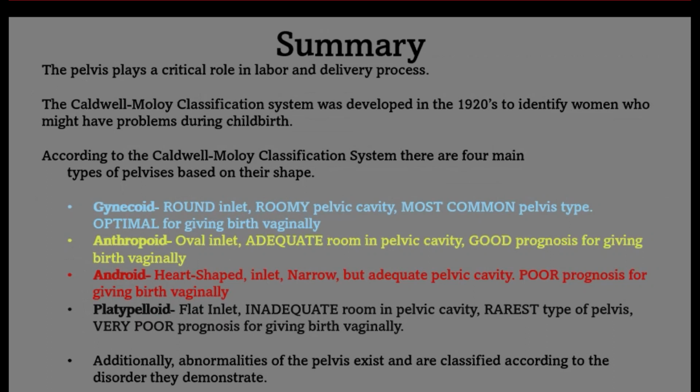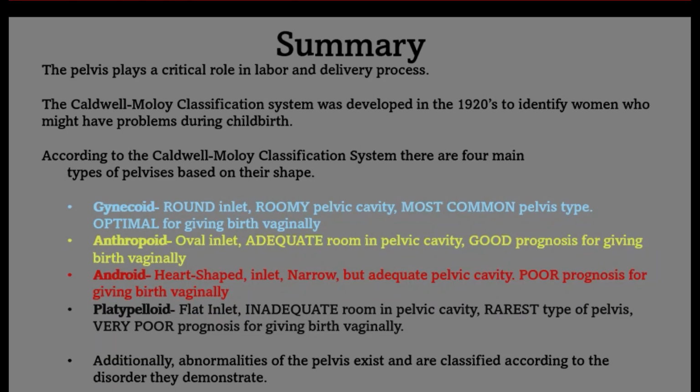The pelvis plays a critical role in labor. The ability of the fetus to rotate and descend through the true pelvis is dependent on adequate pelvic size and shape. The Caldwell-Moloy classification system was developed in the 1920s to identify women who might have problems during childbirth due to the size and shape of their pelvis. According to the Caldwell-Moloy classification system, there are four main types of pelvises based on their shape.